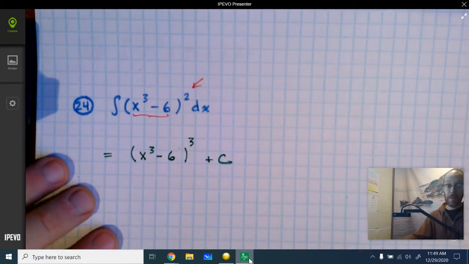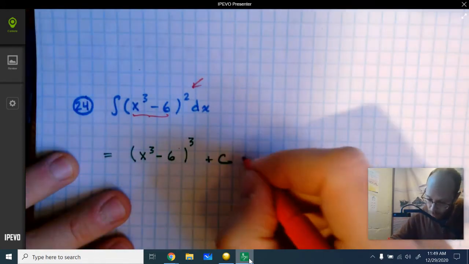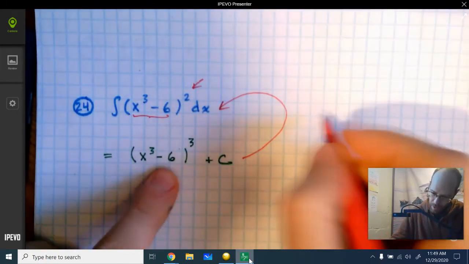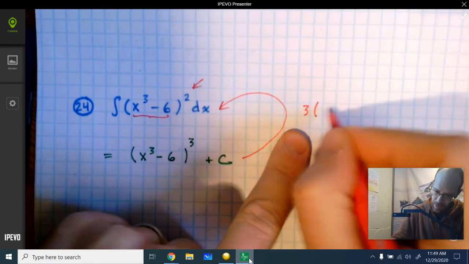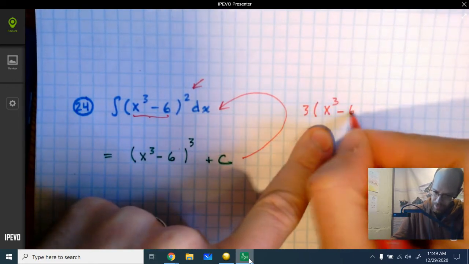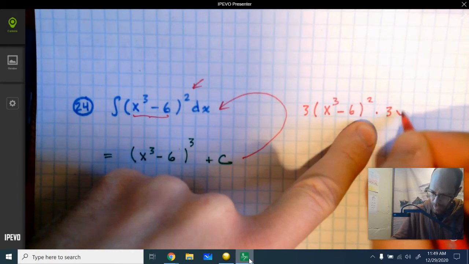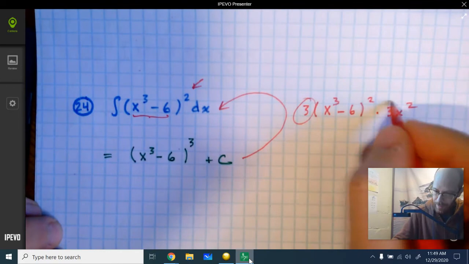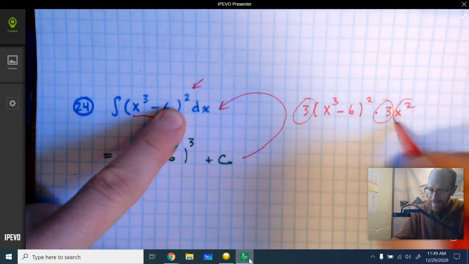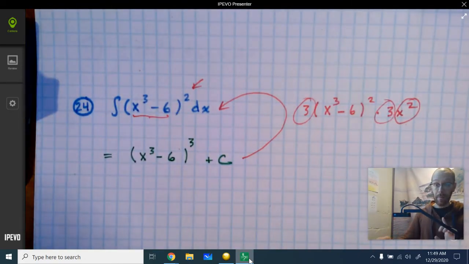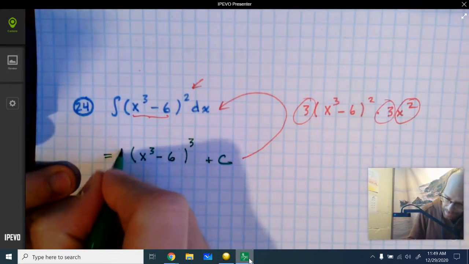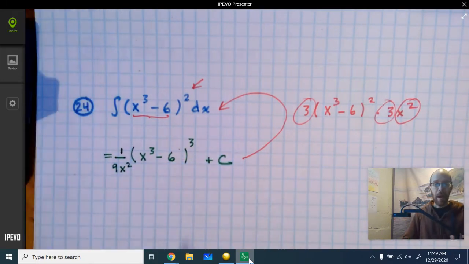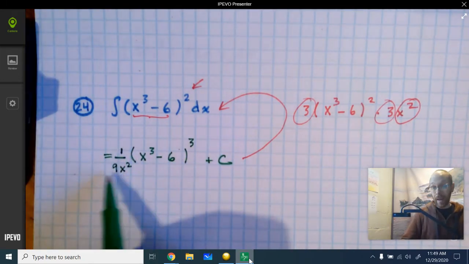Now watch how this is not going to work. When we test, our test would be 3 times (x to the 3rd minus 6) squared multiplied by 3x squared. And so the things that are missing are a 3 and a 3, but we're also missing an x squared. And that's a huge problem because you cannot just say, I'm going to divide this by 1/9x squared. You can only divide by constants right here.